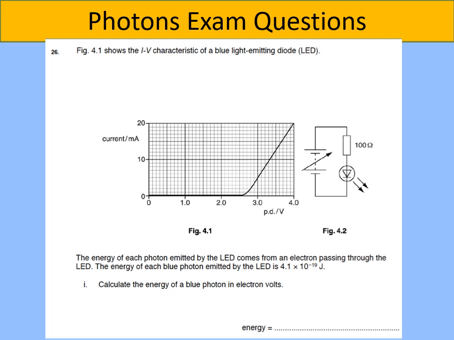The energy of each photon emitted by the LED comes from an electron passing through the LED. The energy of each blue photon emitted by the LED is 4.1 times 10 to the power minus 19 joules. Calculate the energy of a blue photon in electron volts. Again, we are converting from joules to electron volts, so we divide by 1.6 times 10 to the power minus 19. So 4.1 times 10 to the power minus 19 divided by 1.6 times 10 to the power minus 19 gives us 2.6 electron volts of energy.